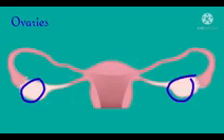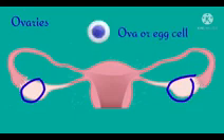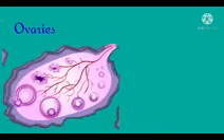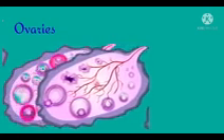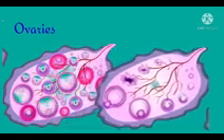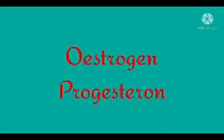Ovaries. A pair of ovaries are located in the abdominal cavity near the kidneys. Ovaries produce egg cells, that is ovum. The ovary matures one egg cell at a time in every alternate month. It also secretes female sex hormones like estrogen and progesterone.